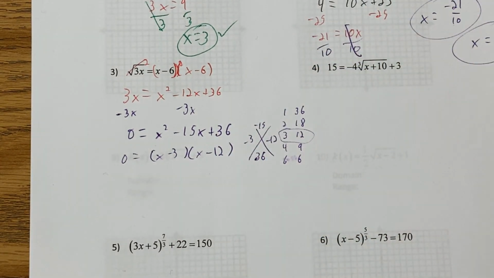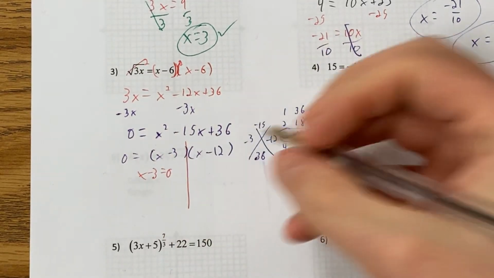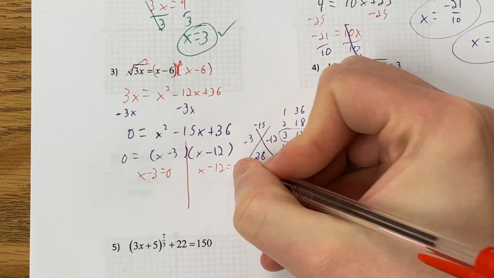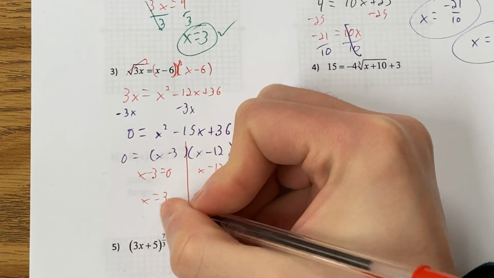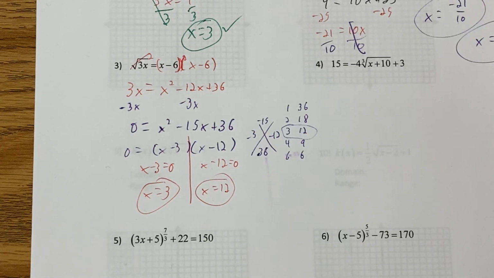Like so. And then if you set these equal to 0, you get x equals 3 and x equals 12. Ta-da! Just like that.